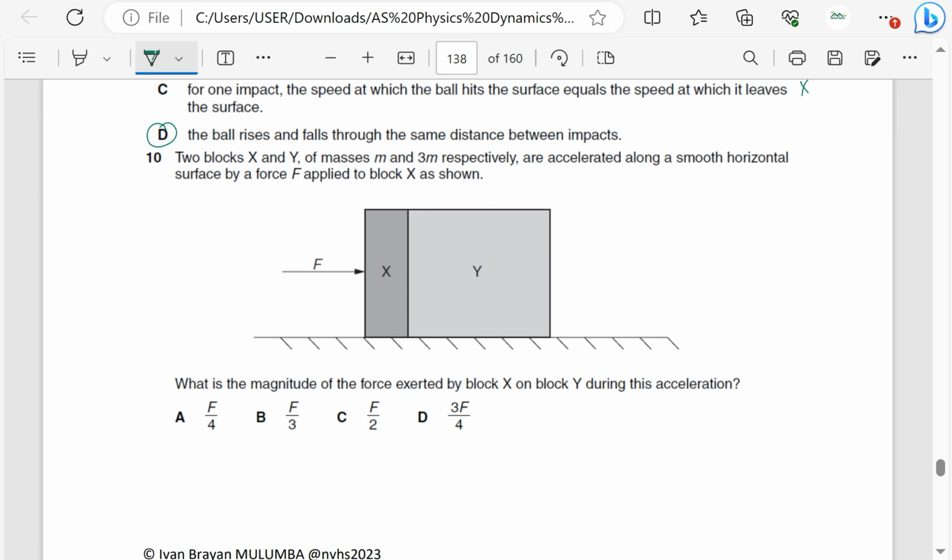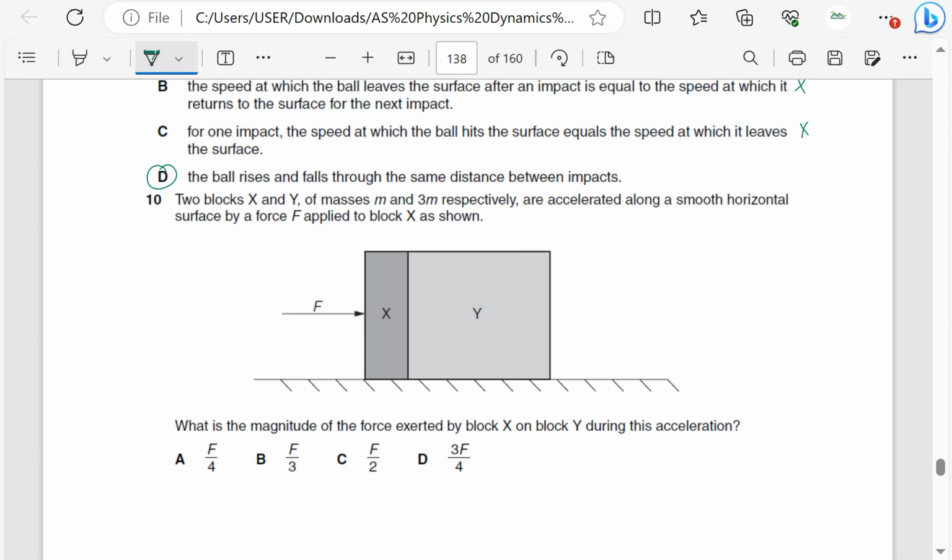Okay, so let the force on block X by Y be F on X by Y, like that. And let the force on block Y by X be F on block Y by X, like that. So the mass of this one is M and the mass of this one is 3M.